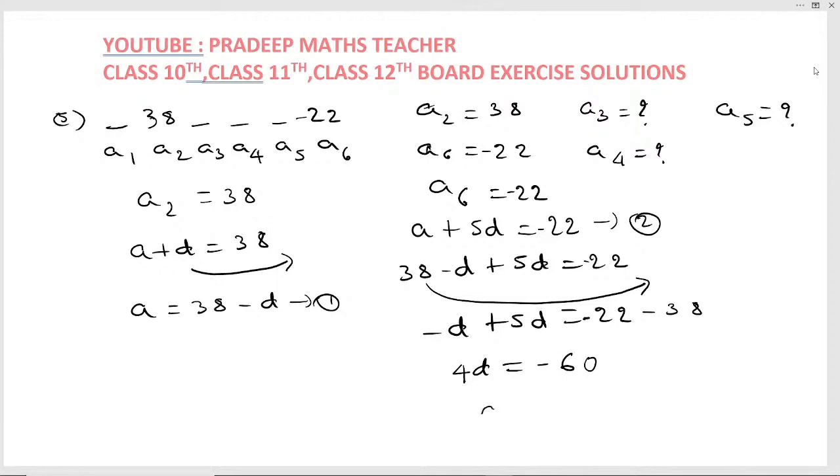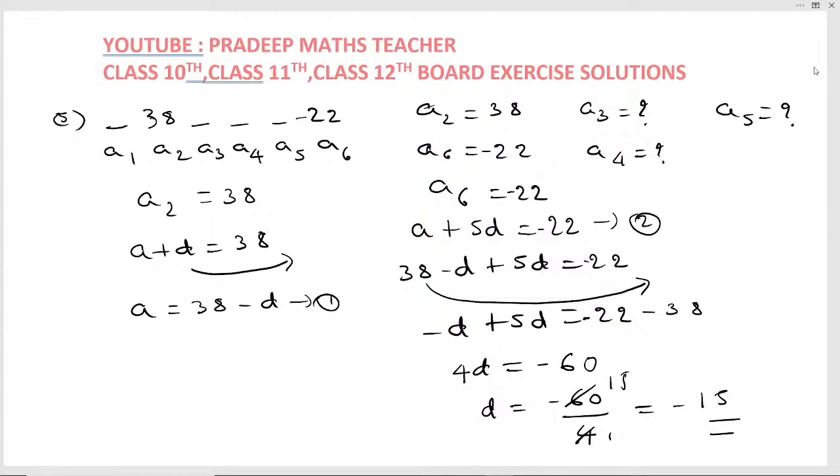Now you need the value of D. So D equals minus 60 by 4. Now 4 1s are 4, 4 15s are 60. So the common difference will be minus 15. Again I will say here minus into minus is plus, so you need to add 38 plus 22, which is 60. So 4D equals minus 60, D equals minus 60 by 4, and the answer is minus 15.